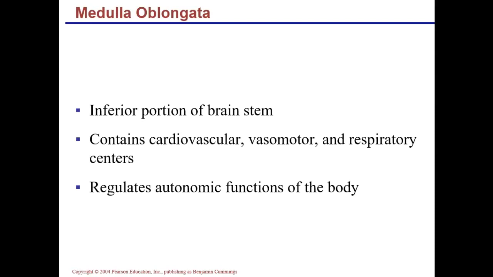The medulla oblongata is right above the spinal cord. It's going to contain the cardiovascular center, the vasomotor center, and the respiratory centers. And these are all involved with autonomic functions. So your heartbeat, your breathing, you don't have to think about the fact that you're breathing, and those are all autonomic functions, and they're going to be controlled by the medulla oblongata. So this structure here is involved with regulating many autonomic functions of the body.